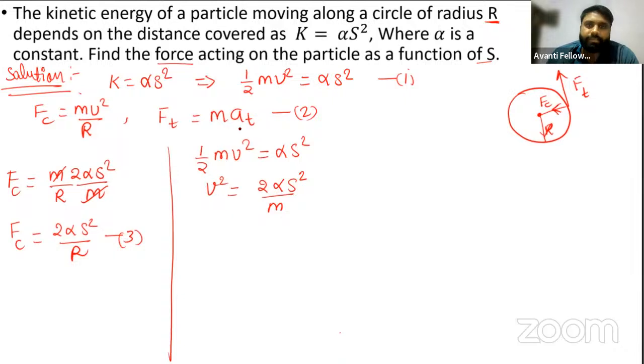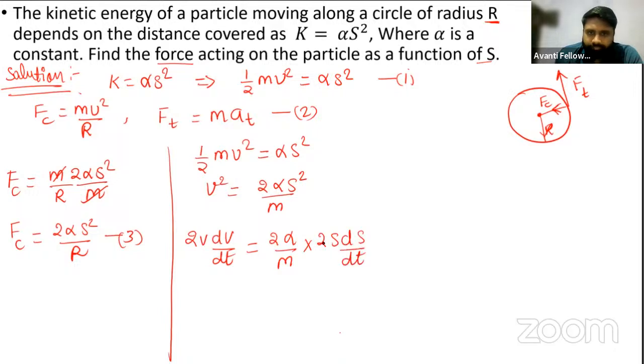Now we need a_t. This is the tangential acceleration, and this velocity is nothing but the tangential velocity, the linear velocity. So what do we do? We differentiate this velocity with respect to time. So what do you have? You will have 2v dv by dt, because v square gives 2v dv by dt, which equals 2 alpha s over m. Alpha and capital M are constant, so we can take them out, into 2s ds by dt.